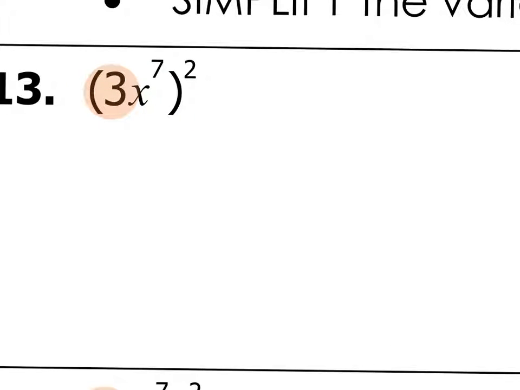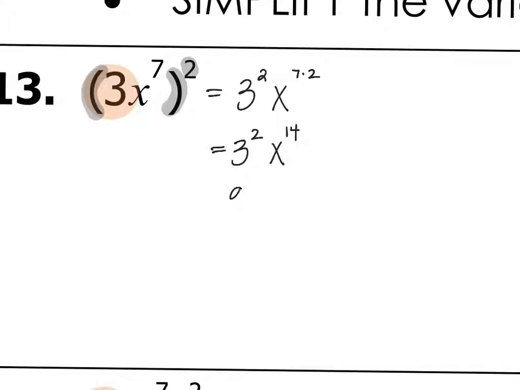In number 13, keep in mind that the square is applying to everybody in the parentheses, which means 3 is being raised to the power of 2, and x to the 7 is being raised to the power of 2. So that is equal to 3 to the 2nd times x to the 7 times 2, or 3 to the 2nd x to the 14th power. We could take this further to say 9x to the 14th, because this wasn't too hard to multiply in my head. So let's try number 14.